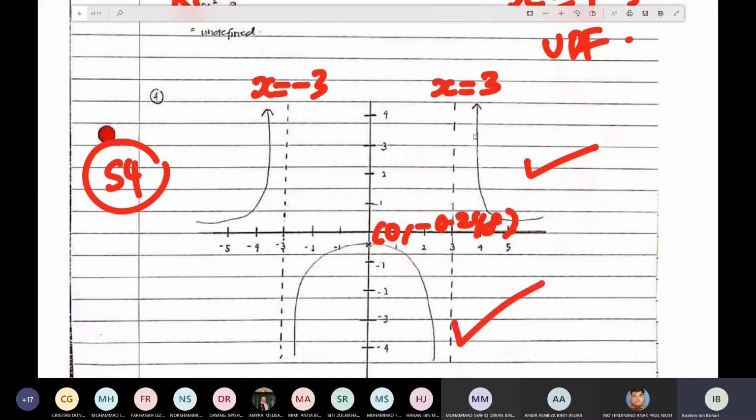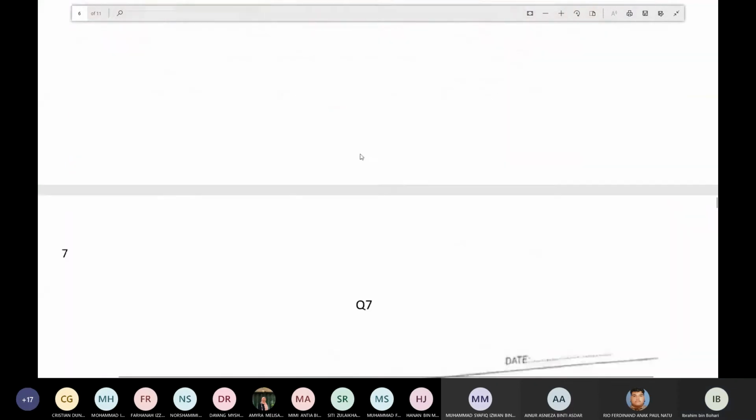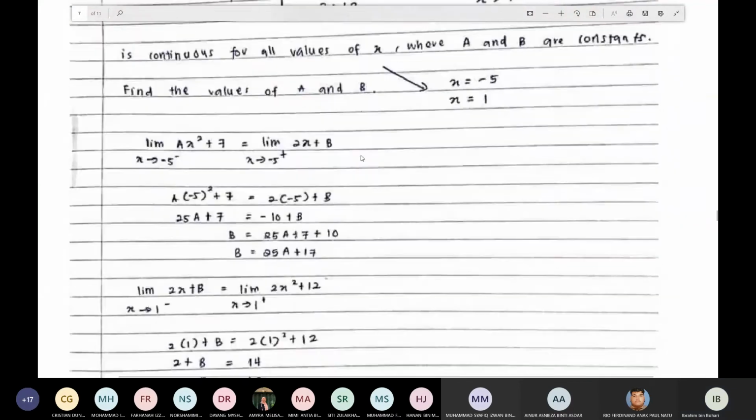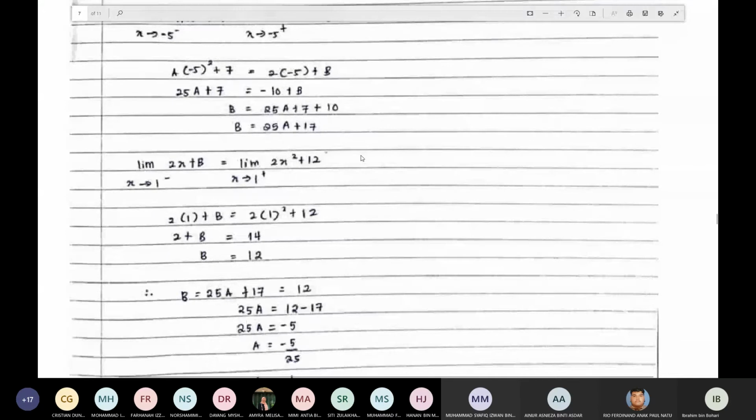Okay, correct. This method is the same as LU8 for the rational function. Step 1, vertical. Step 2, horizontal. Step 3, intercept. Step 4, you sketch the graph of the rational function. The method is the same. And question 7. Check question 7.